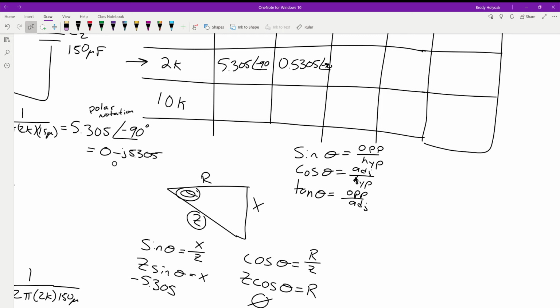We're going to have values that we want to add together. So we're going to have a real resistance and a reactance. We're going to combine those together, so we have to have them in rectangular so we can add and subtract.